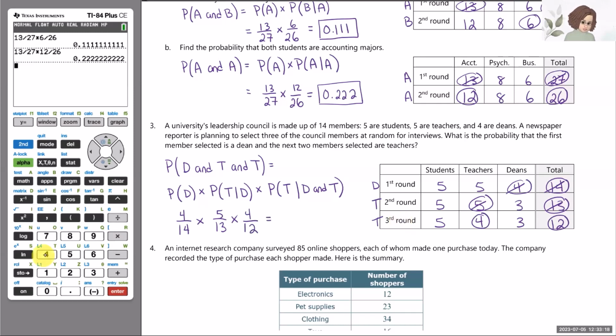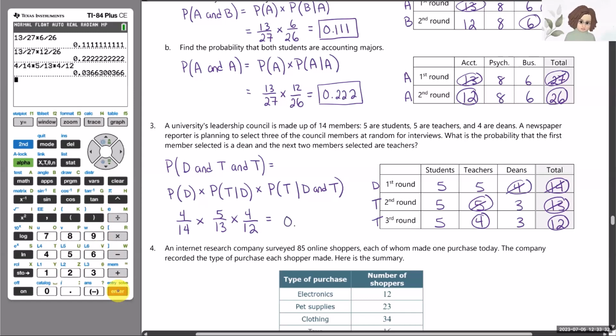All right, and then as usual here, I'll just enter it like I speak it. 4 out of 14 times 5 out of 13 times 4 out of 12. And to 3 decimal places there would be 0.037.